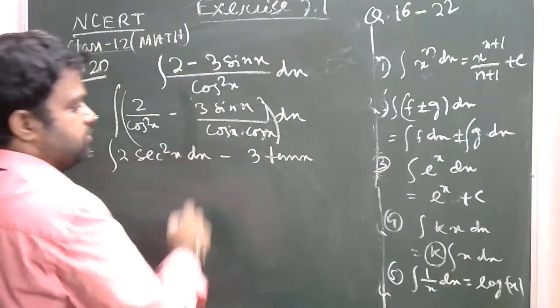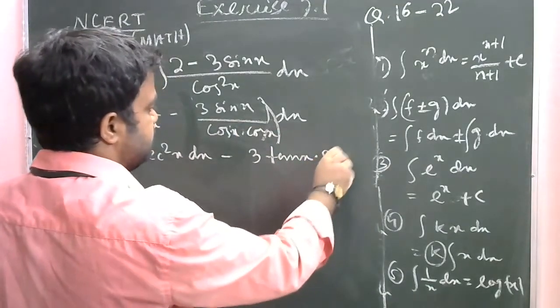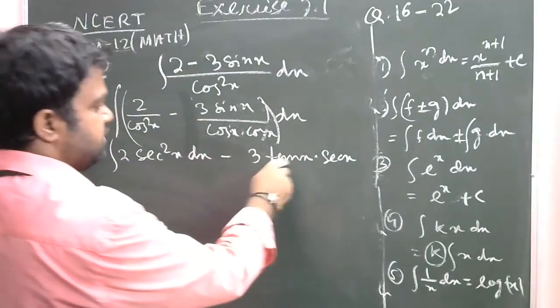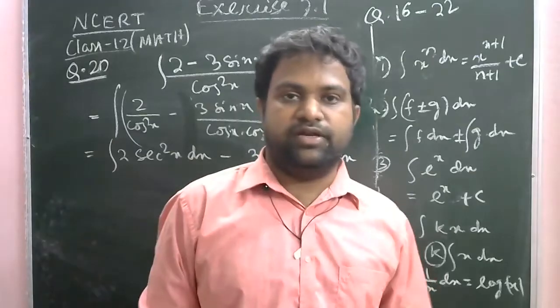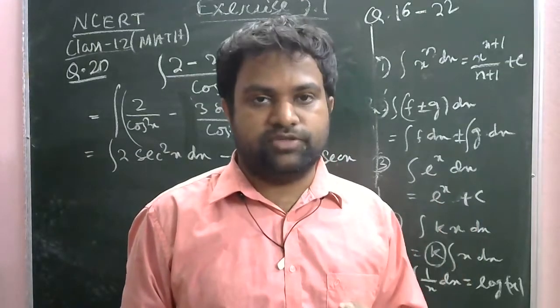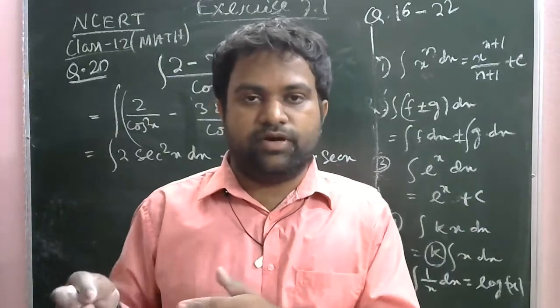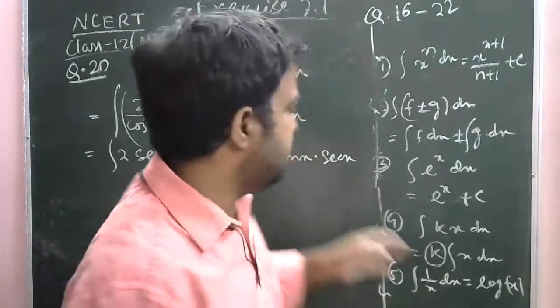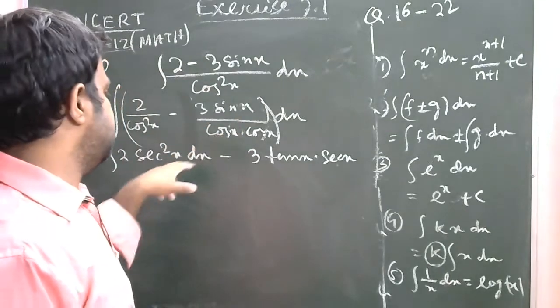So sin x upon cos x is tan x, and 1 upon cos x is sec x. Why am I doing this? Because I know sec x and tan x, and if it comes in this form, then the integration is known to me. So I can use the formula. That's why I'm converting in that direction. Else I could have written sin x into cos square x as sec square x.